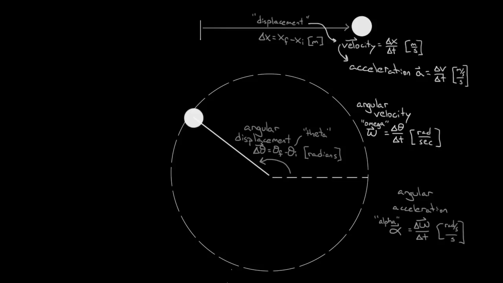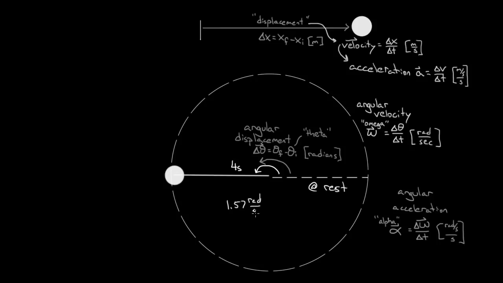All right, so before this gets too abstract, let's try a sample problem. Let's say the ball starts over here at rest, and it rotates all the way to this point in 4 seconds. So it started over here at rest, and it took 4 seconds for it to rotate over to this point. And let's say when the ball makes it over to this side, it's going 1.57 radians per second. Let's say that's the final angular velocity. So let's just go through and try to figure these out.